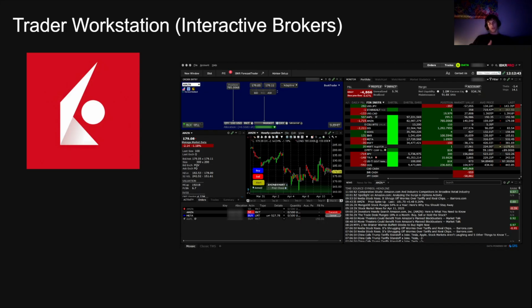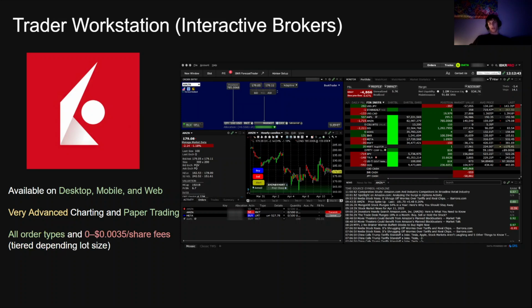Trader Workstation by Interactive Brokers is sort of a weird one. This is going to be a really, really professional tool that most people are just not going to need, but I think it's interesting. They are for desktop, mobile, and web. They have very advanced charting and paper trading, and they have all order types and then some trade fees depending on the lot size. So if you were trading with a ton of size, you could run into some share fees, but generally speaking, I don't think most people are going to have any issue with this.